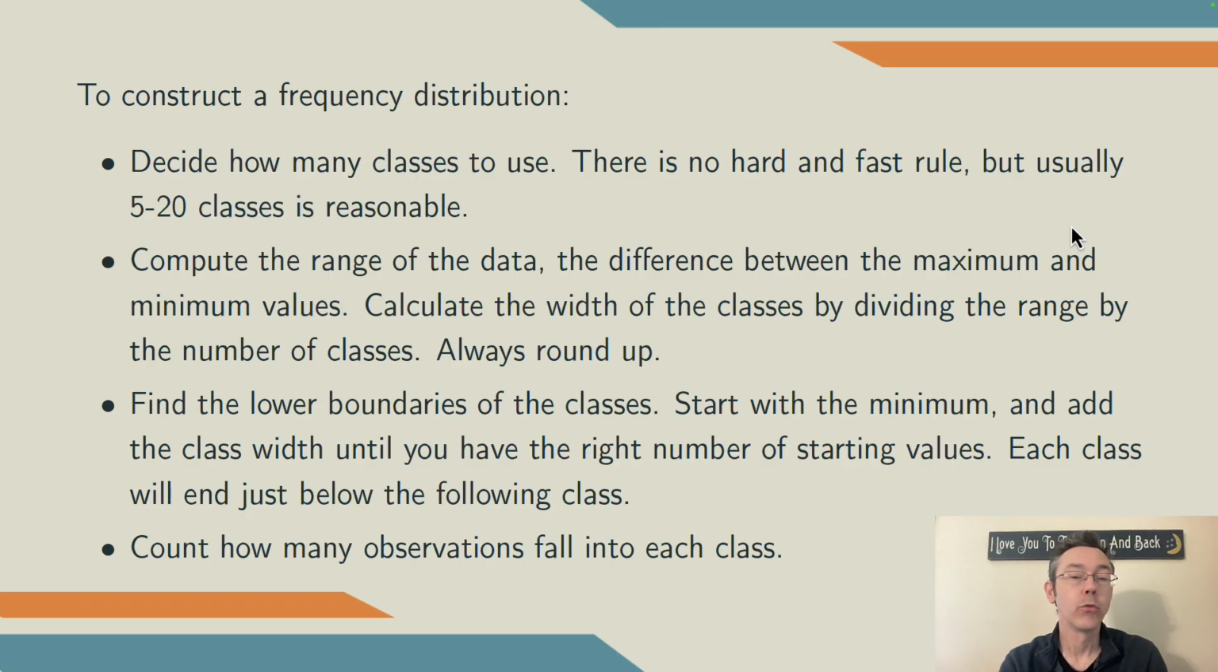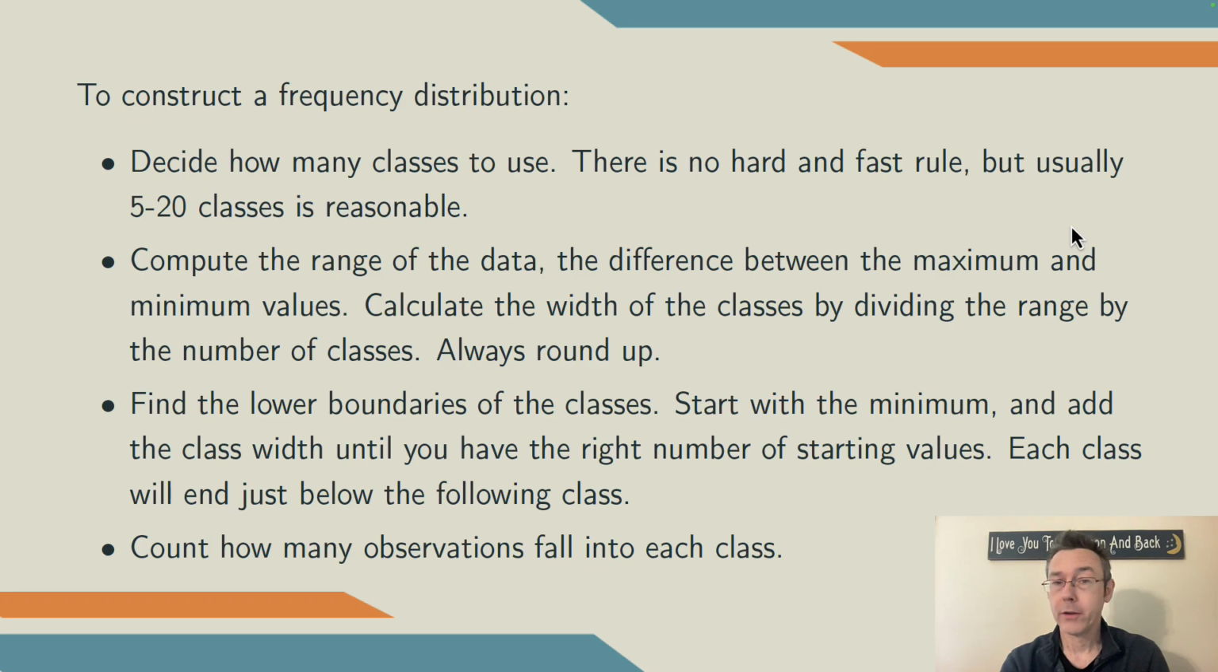Next, you need to compute the range of the data, which is the difference between the maximum and the minimum values. You then calculate the width of the classes by dividing that range by the number of classes. And you should always round up, and we'll see how that works in just a moment.